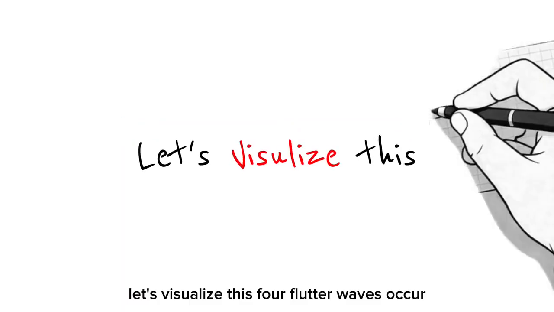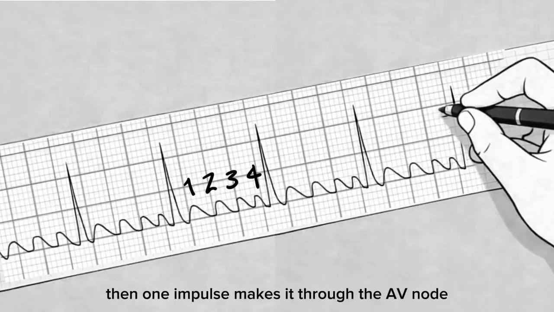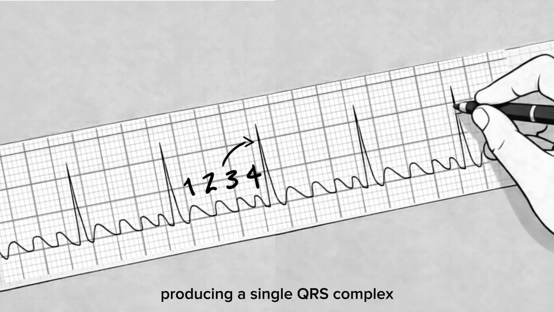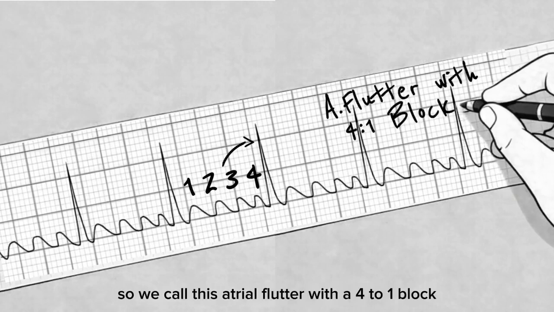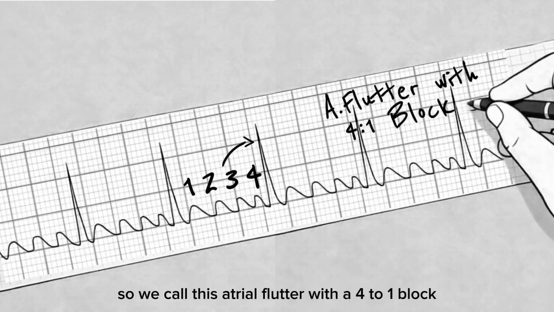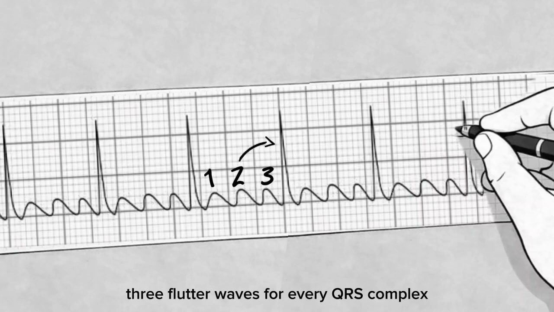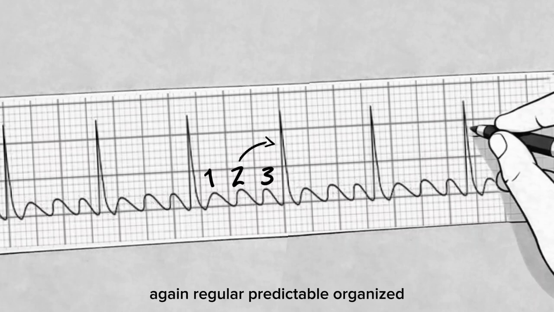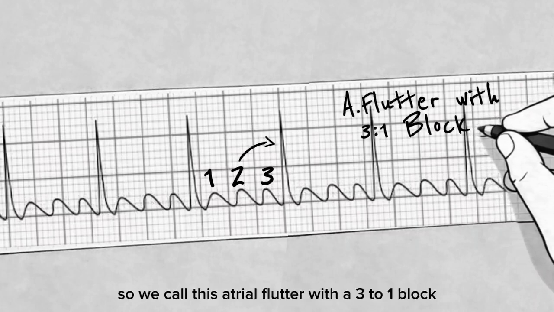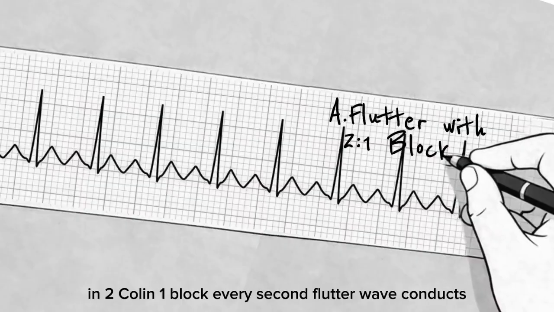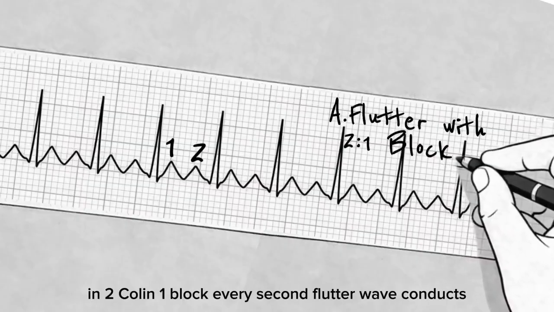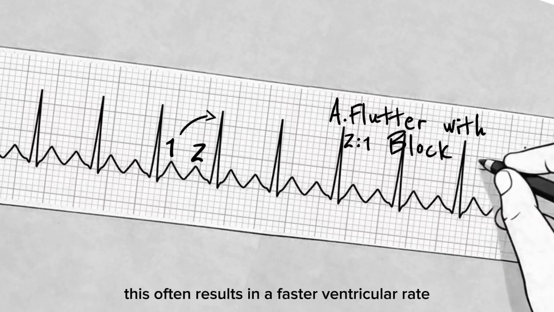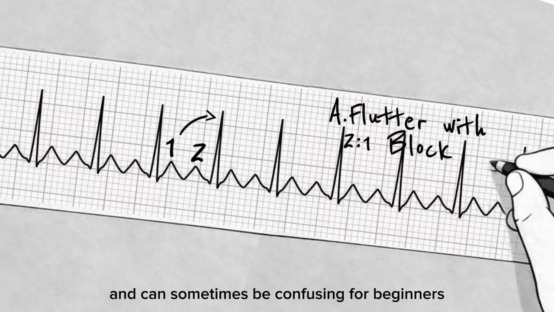Let's visualize this. 4 flutter waves occur. Then one impulse makes it through the AV node, producing a single QRS complex. So we call this atrial flutter with a 4-to-1 block. 3 flutter waves for every QRS complex. Again, regular, predictable, organized. So we call this atrial flutter with a 3-to-1 block. In 2:1 block, every second flutter wave conducts. This often results in a faster ventricular rate and can sometimes be confusing for beginners.